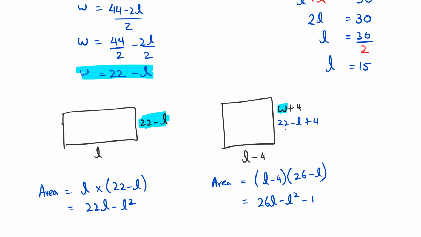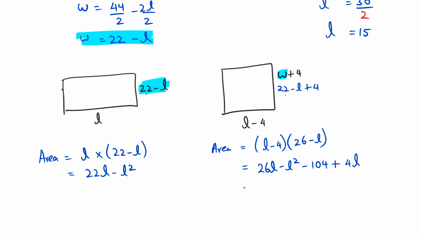Then I've got minus 104. Hopefully that works out so far. 104, and then I've got plus 4L. I hope I got that all right. So we're going to end up with negative L squared plus 30L minus 104.